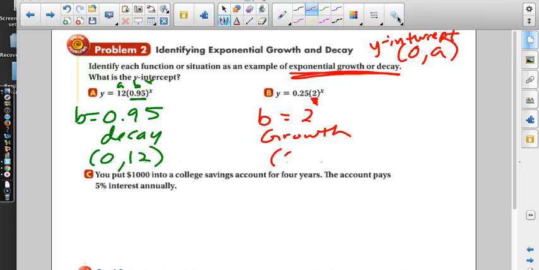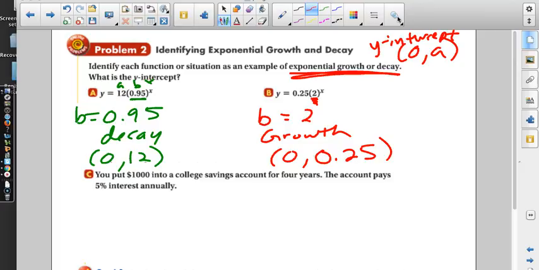And then we need our 0, A for our intercept. What's A? 0.25. There it is. Remember, it's A and then the base raised to the power.